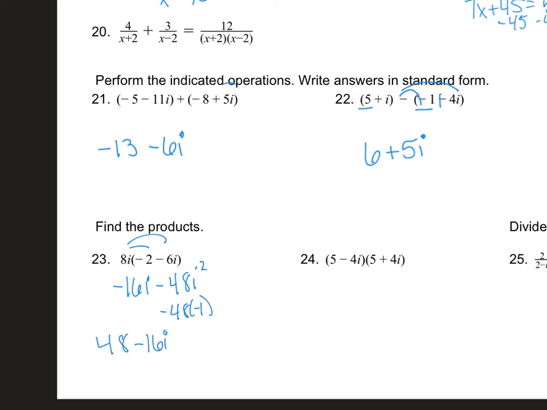For here, these are conjugates because one is minus, one is positive. So we just do the F and the L in FOIL. The O and the I are going to cancel. So the F is 25. The L is negative 16i squared. Remember that i squared is -1. So 25 plus 16 is 41.